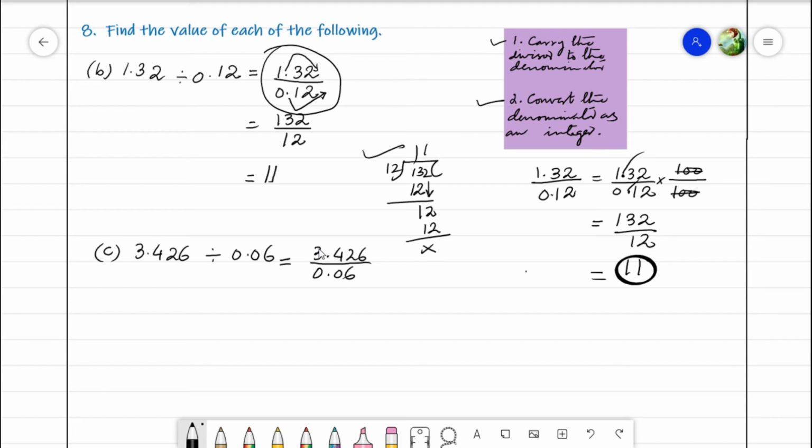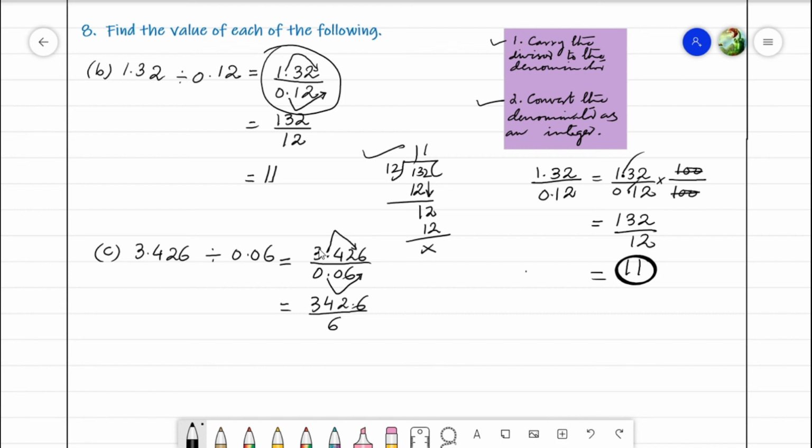Now what will we do? We will convert the denominator into an integer. And this is 0.06, so we will go two places towards the right, two decimal places. So the decimal in the numerator will also be shifted two decimal places. So that would be 342.6 upon 6. Both the zeros will be removed from here, so that would be 6.